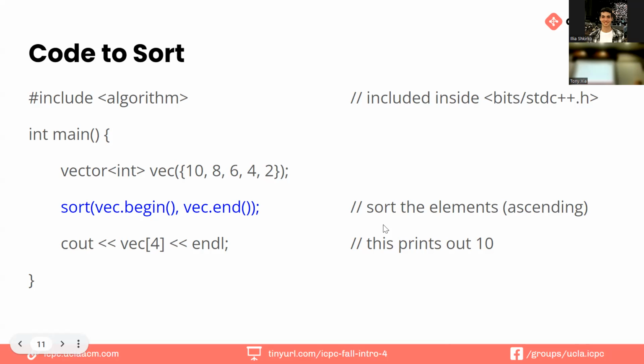And so what that tells the program is that you want to sort it from the beginning to the end. So for example, if you wanted to sort the first 3 elements, you would do sort vec.begin and then vec.begin plus 3. So if that's a lot of stuff to remember, all you have to do is just sort it from the beginning to the end using this function.